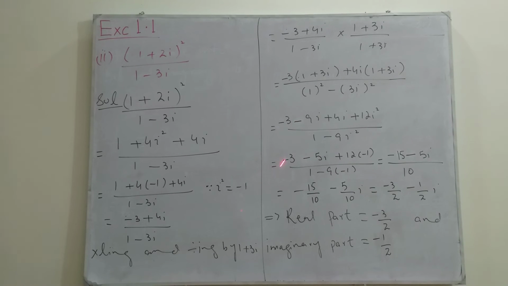So it will become −3 − 12, that is −15, −5i. For the denominator, 1 + 9 is 10. Now dividing separately 10 with −15 and −5i, we have −15 by 10 − 5 by 10 i, which is equal to −3 by 2 and −1 by 2 i. Thus, its real part is −3 by 2 and its imaginary part is −1 by 2.